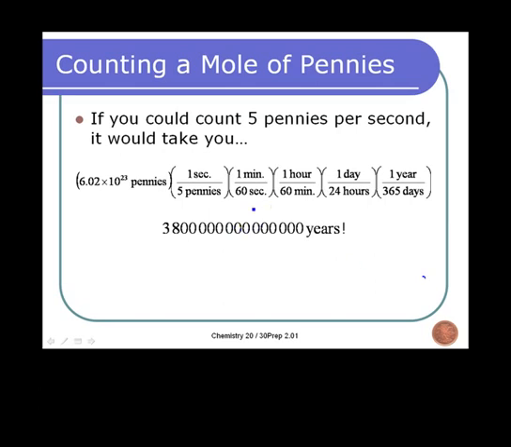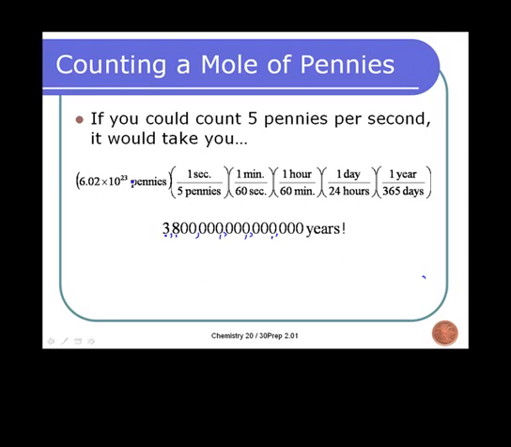If we just take a look at this number here, I'll put my little commas in here. So we have here thousands, millions, billions, trillions, and so I believe this is quadrillions, but 38,000 trillion years to count that many pennies. So if you had a stack of pennies that contained 6.02 times 10 to the 23rd pennies, it would take you 3,800 trillion years. That's a really long time. That's longer than the Earth has been around.